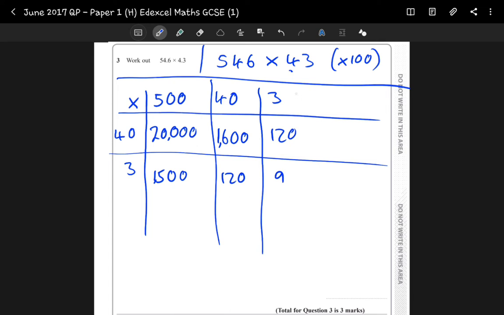Done. Then what we need to do is add these up going in this direction. So we have 20,000, that's 1,600, add 120. So let me just make sure, let's work that one from backwards. So we would have 0, 2, 7, 1, so that's 21,720.